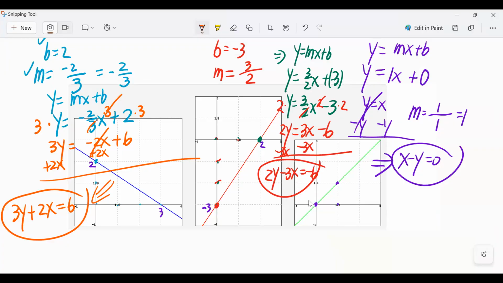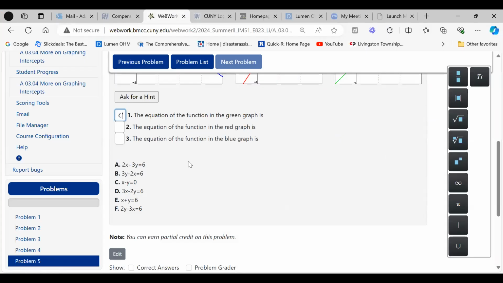It's 2y minus 3x equal -6. I think so. 2y minus 3x equal to 6. It's -6.